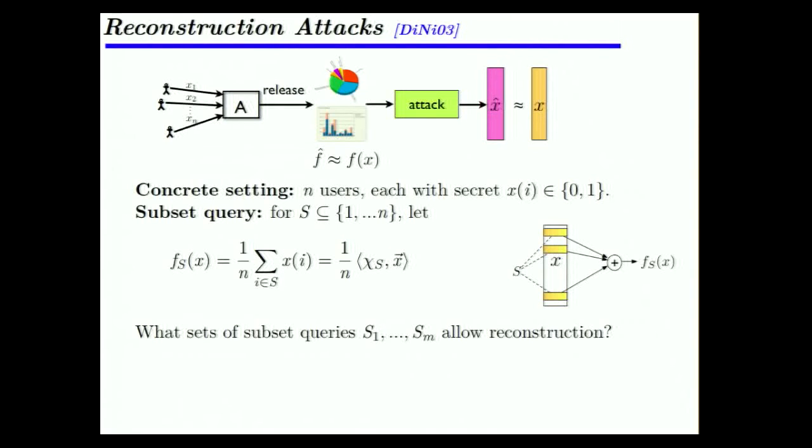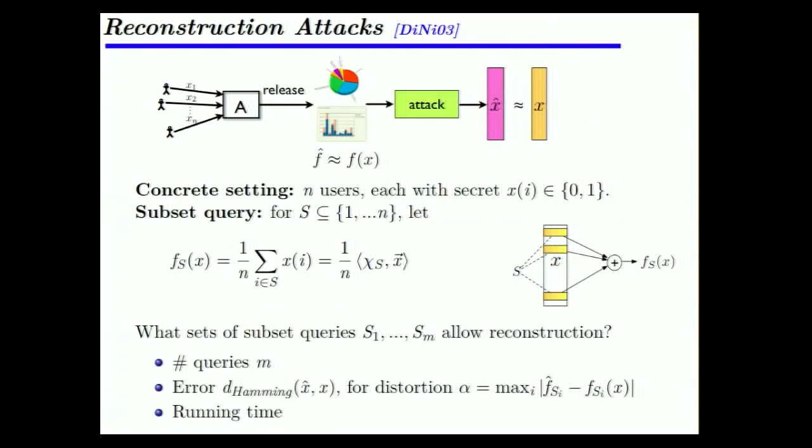So the question is, what collections of subset queries allow me to reconstruct significant parts of the data? How many queries can I make before I start running into trouble? How close is my reconstruction of the data to my original data set? I'll use Hamming distance to measure that.